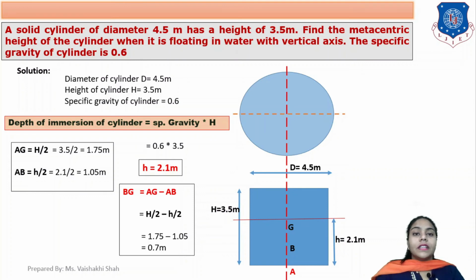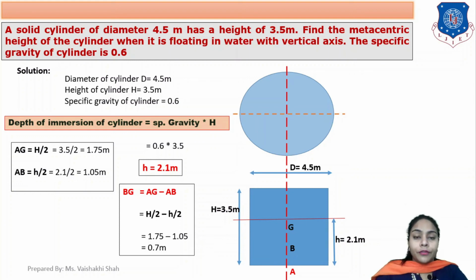Now what is the diameter of this cylinder? That is 4.5 meter, as shown in the diagram, and the total height of the cylinder is 3.5 meter. The specific gravity of the cylinder is given as 0.6. Here in the data, the submerged or immersed height is not given to you. So, remember the equation indicated here.